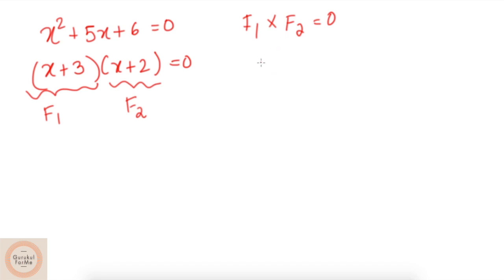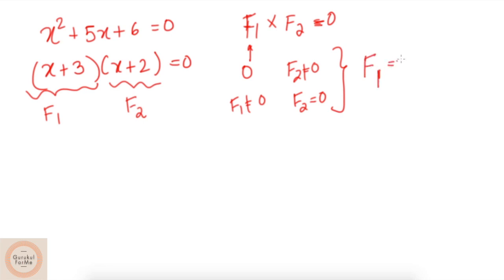Can we say that the multiplication of factor 1 into factor 2 gives us 0? On a solution level, can I say that just because the right hand side is 0, it could be that factor 1 is equal to 0 but factor 2 is not equal to 0? Could be. Or it could be that factor 2 is equal to 0 and factor 1 is not equal to 0. Could be. So can we say that factor 1 is equal to 0 or factor 2 is equal to 0?